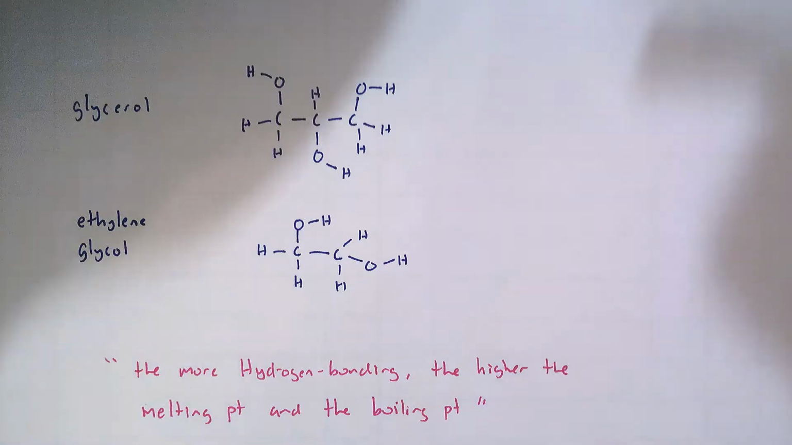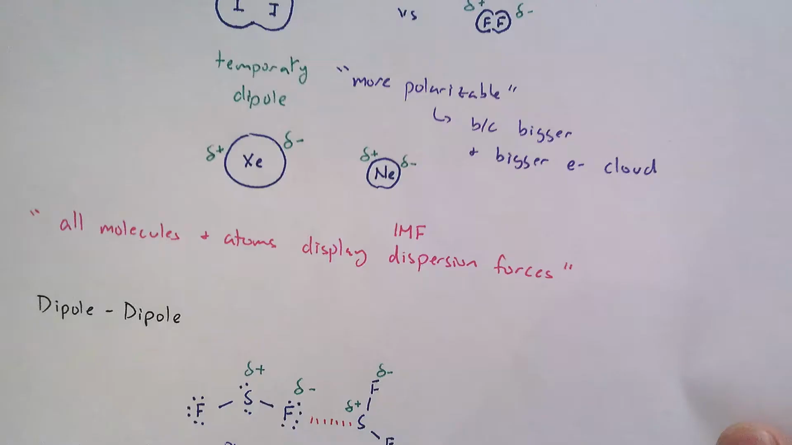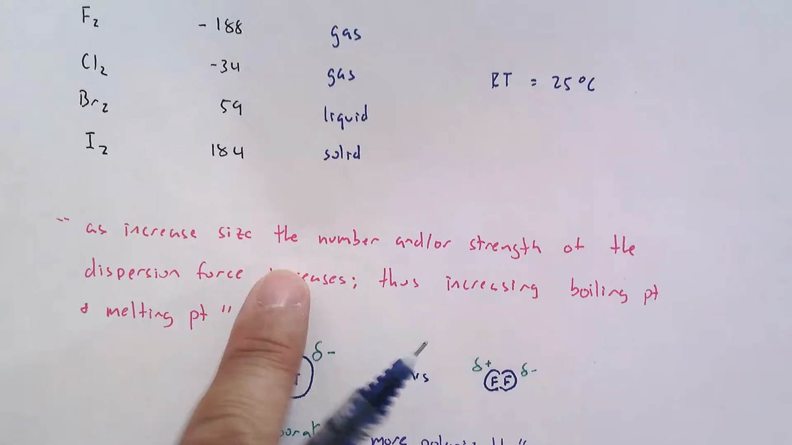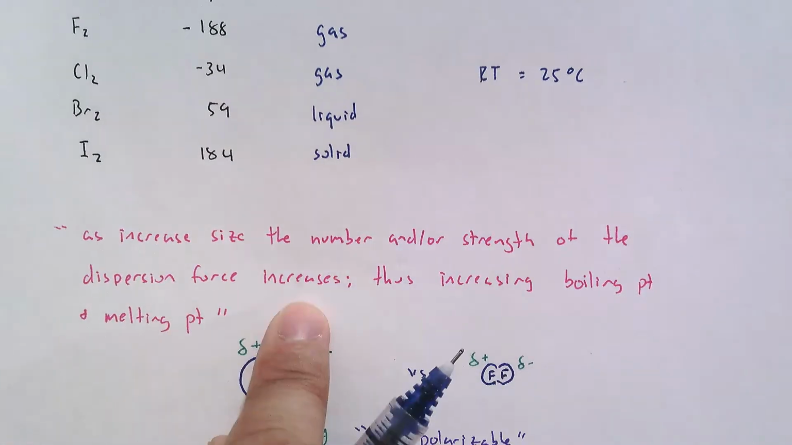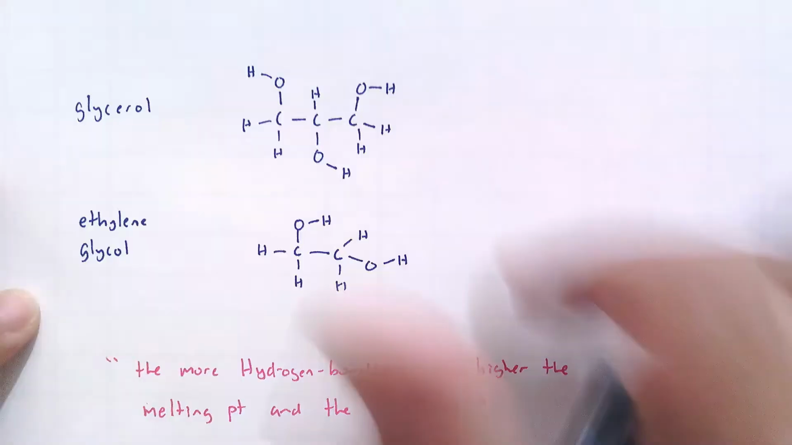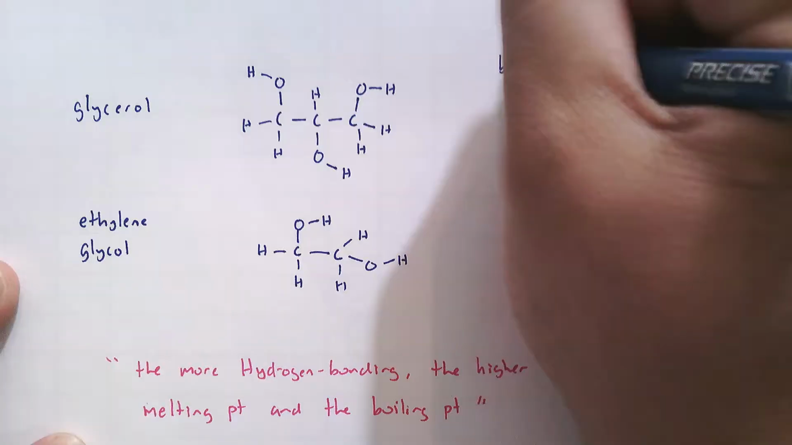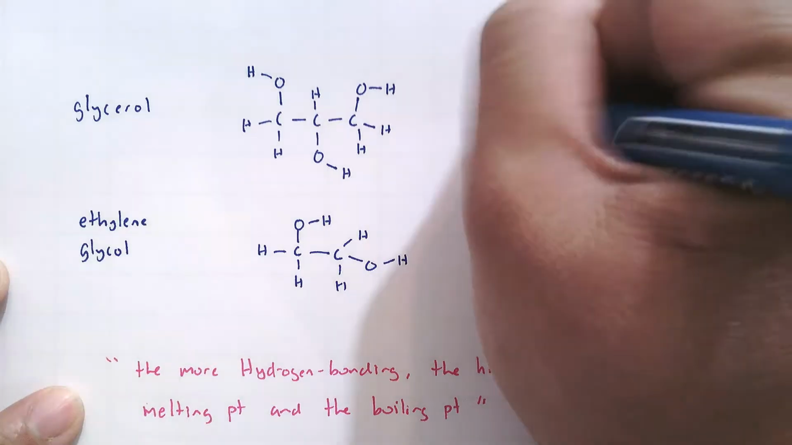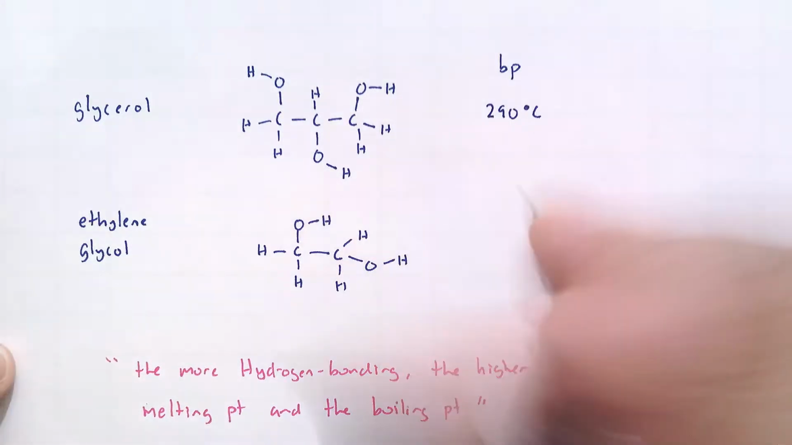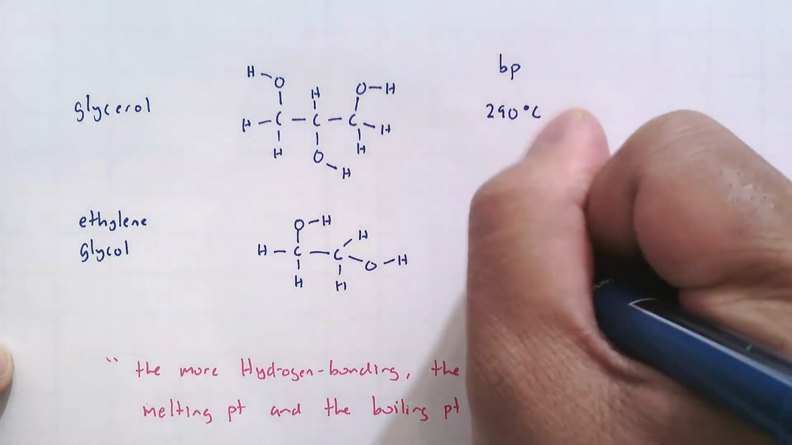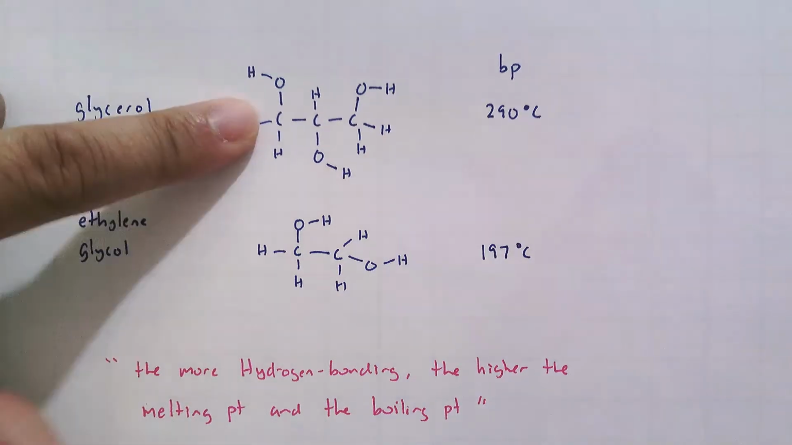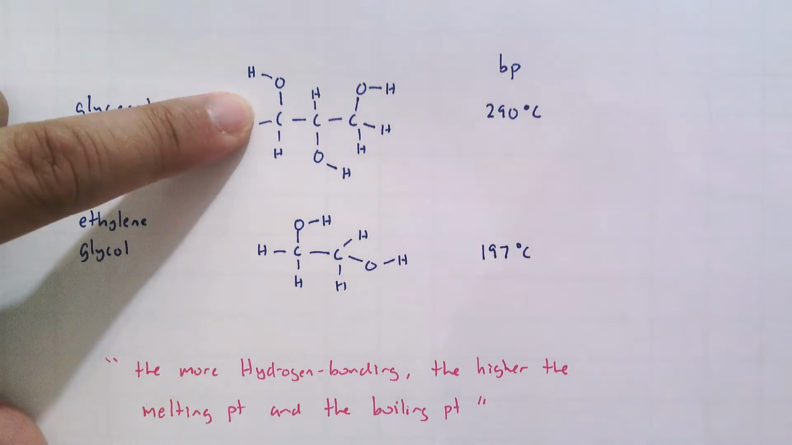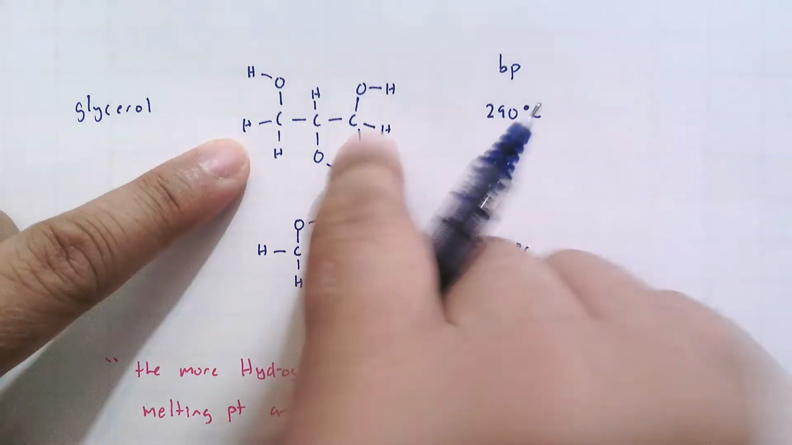You know what that means? Remember this? As you increase the size, the number and or strength of the dispersion forces increases. So the bigger the molecule, the more dispersion forces as well. Look at the boiling points first. The boiling point for glycerol is 290 degrees C. For ethylene glycol, it drops 100 degrees to 197. And that's predicted because this has more hydrogen bonding and it has more dispersion forces. And also it has more dipole-dipole interactions because you have more carbons.